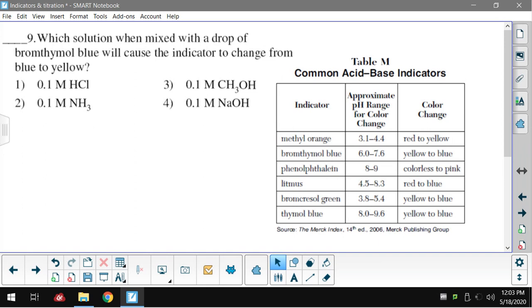Number 3 is neither a base nor an acid. It's an organic compound with an OH, the hydroxyl group. That is called an alcohol. So number 3, methanol, will have no change. Numbers 4 and 2 are going to keep it blue, but we want to go from blue to yellow, so you have to add an acid, so that's number 1.